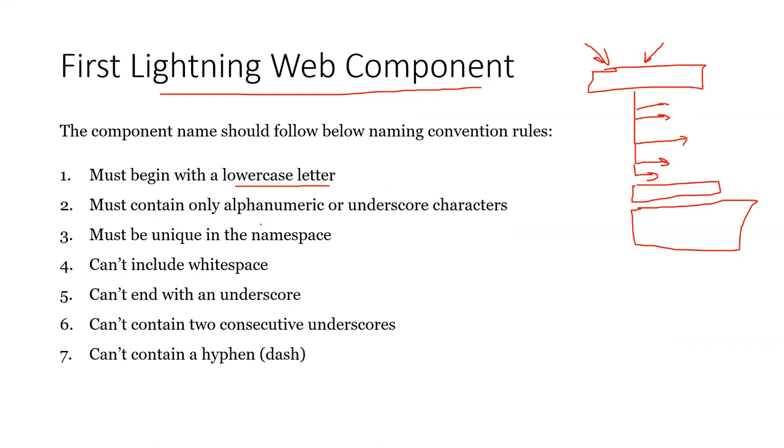Then the name must contain only alphanumeric or underscore characters. You can use alphanumerics, say 1, 2, 3, and you can use underscores, but you cannot use special characters like a dollar or pound sign. Then it must be unique. Every Lightning Web component must be unique inside a single namespace, so you cannot have two components with the same name. It cannot include white spaces, cannot end with an underscore, cannot contain two consecutive underscores, and cannot contain a hyphen, which is a dash. These are the rules whenever you're creating a folder for your Lightning Web component.